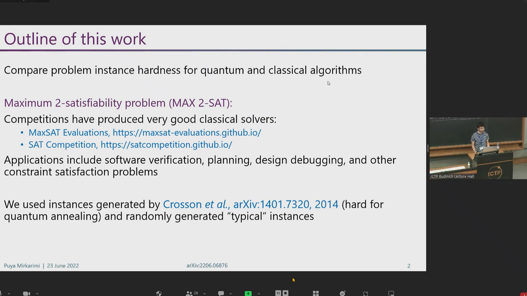And even though Max2SAT is NP-hard, annual competitions for MaxSAT and SAT have produced very good classical solvers for this problem, which have found applications in areas such as software verification, planning, design debugging, as well as other constraint satisfaction problems. So for our numerical analysis, we've used instances that were generated in this paper by Croissant and her co-workers. So these instances were selected to be hard for a particular type of quantum annealing. And we've also used randomly generated instances, which we call the typical instances.